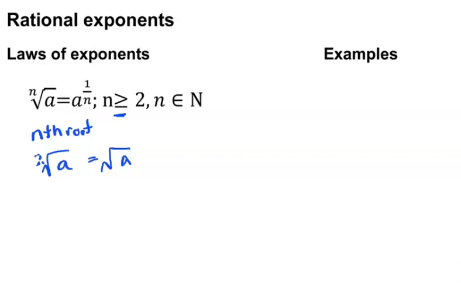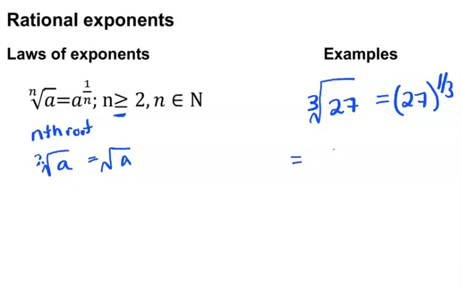So for instance, if I have the cube root of 27, what I want to do is write that as 27 to the power of 1/3. But how does it help me? Well, we know that 27 is 3 to the power of 3, because it's 9 times 3, which is 27. And that is to the power of 1/3.